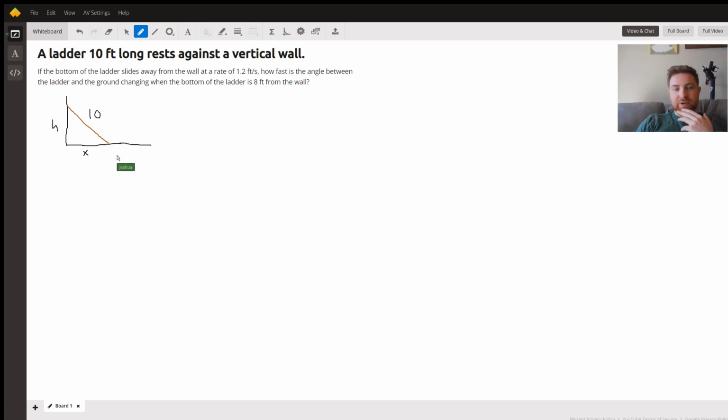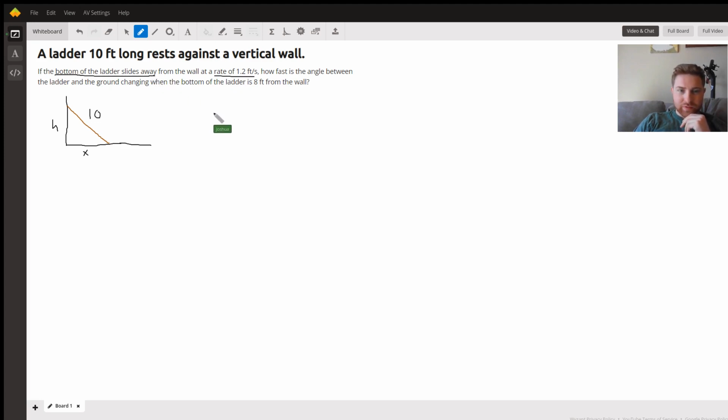Or bigger. And so we'll call those h and x because those could be changing. But the ladder is never going to change. It's always going to be 10. Okay, so I did that. And we want to figure out a rate, the rate of the bottom of the ladder sliding away.